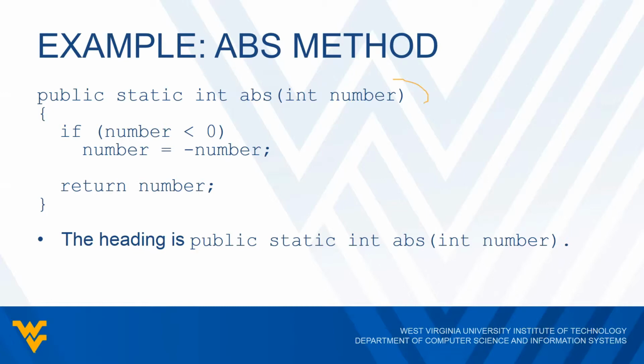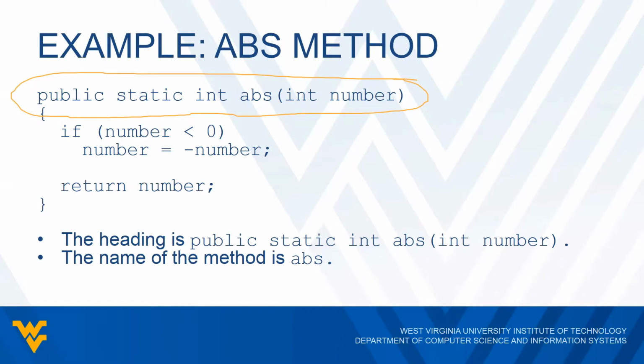So it's going to be this part right here. And notice that's the first line of our method. In fact, for any method definition, the heading is going to be the first line. It's just always going to be that way. The name of our method is going to be abs. So the name is always going to be the word right before the pair of parentheses. So if you're looking for the name of the method, you can always look for it right before the parentheses.